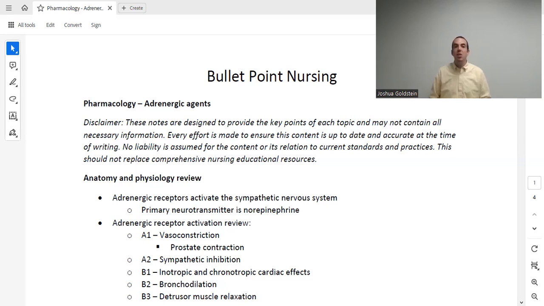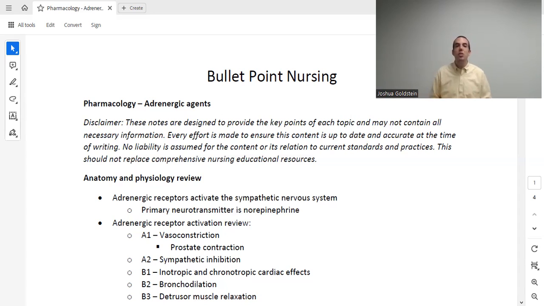Beta 1 increases inotropic and chronotropic effects. Well, what does that mean? Inotropic means it makes the heart beat harder and stronger. Another word here is contractility. Contractility and inotropic are very close in terms, and they both mean that the heart starts beating harder and stronger. Chronotropic effects means that it starts beating faster. Chrono is related to time, like chronology or chronological, and chronotropic means that it beats faster.